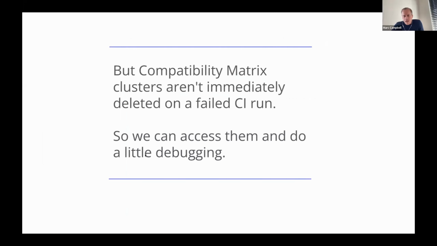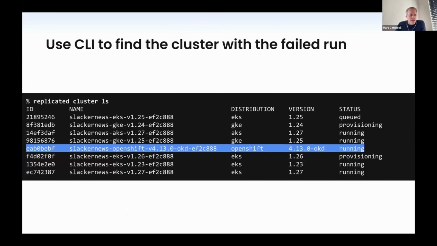Luckily, we followed the advice that we had before, and the cluster had a longer TTL and it wasn't automatically deleted at the end of CI. So we were able to access the cluster and do a little bit of debugging. I'm going to show you how we did that. We use the CLI to list the clusters. So replicated cluster ls, you can see we're naming the clusters with the distribution and then the commit SHA. So we're able to find the cluster in this list, and it was the 413 OpenShift cluster.